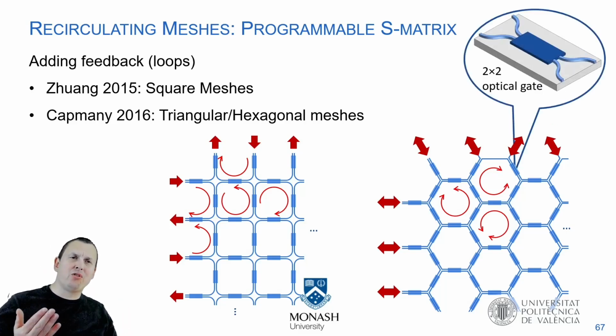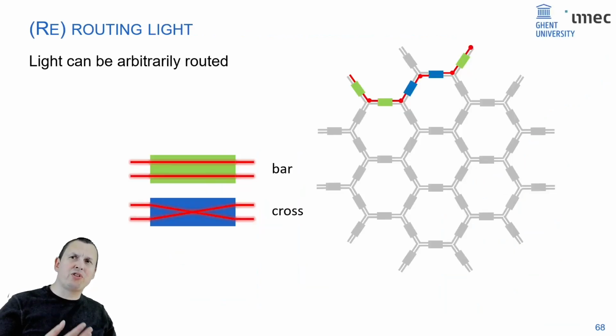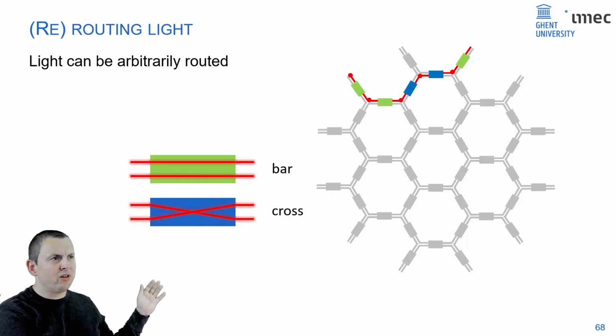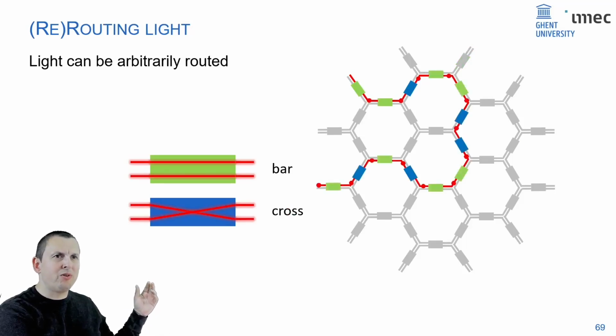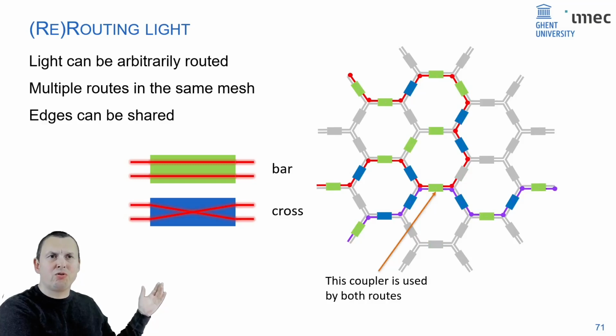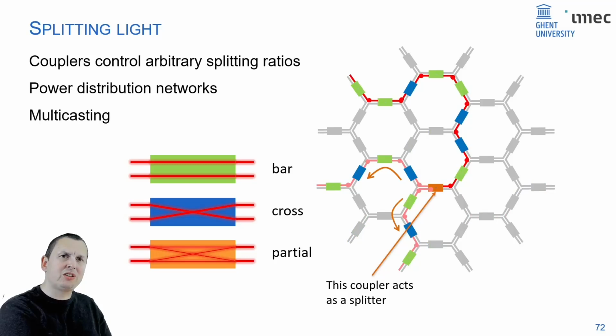Now if you take such loops, you can basically control the flow of light through your circuit by just changing the state of every individual element in your circuit. So you can switch from cross to bar state and reroute your light through different paths. You can do that for multiple paths and even route paths through the same coupler. You can also use crossings. You can do distribution of light by switching them to partial state. And if you can split your paths of light, you can also combine them.